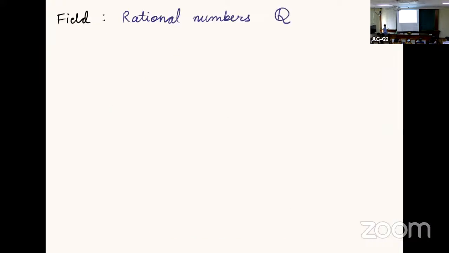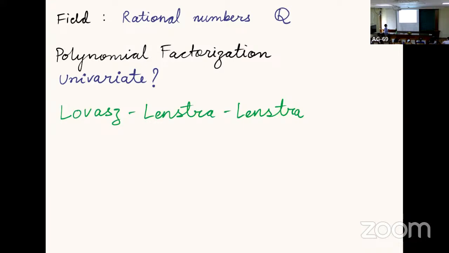And the field that we are going to be working over is the rational numbers. Now we're talking about polynomial factorization, so let's start with univariate. Can we factorize univariate polynomials efficiently? Well, over reals and so on, there's the Abel-Ruffini theorem and things which tell you these are hard problems. But over rational numbers, we know that Lenstra, Lenstra, and Lovász gave us efficient algorithms to factorize univariate polynomials over rational numbers. Now, what about multivariate?